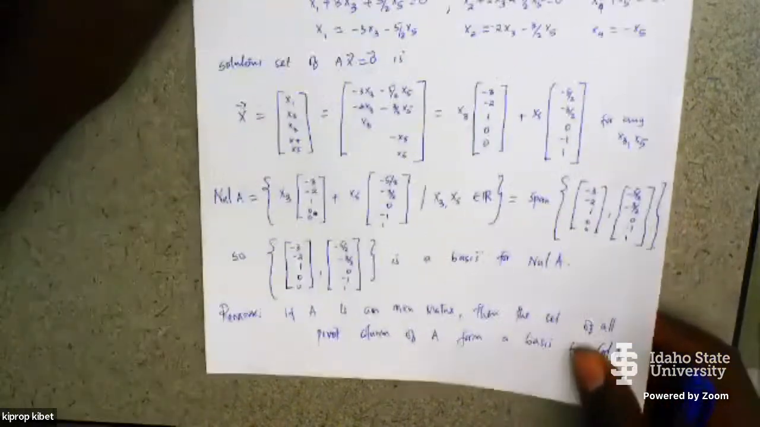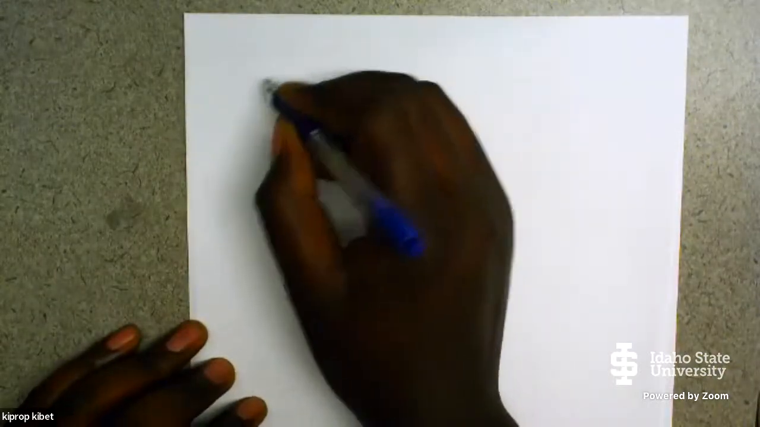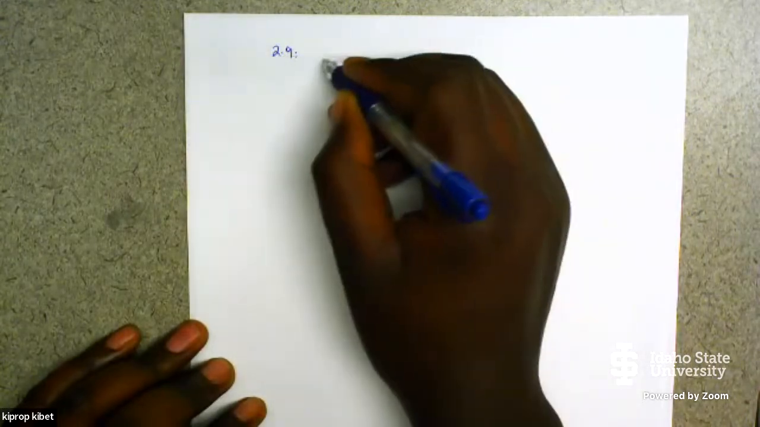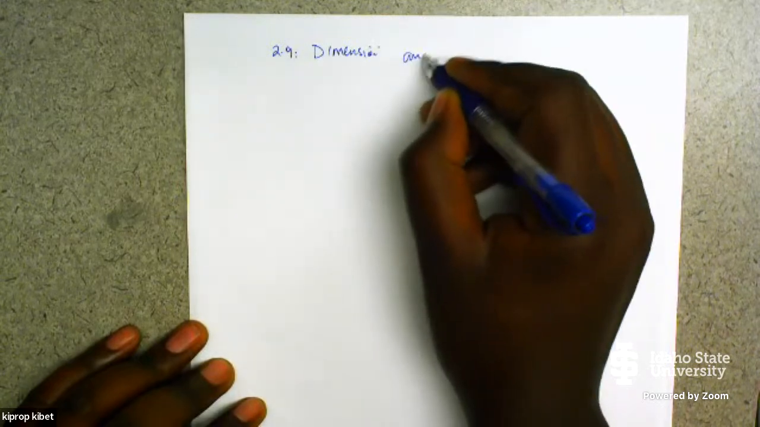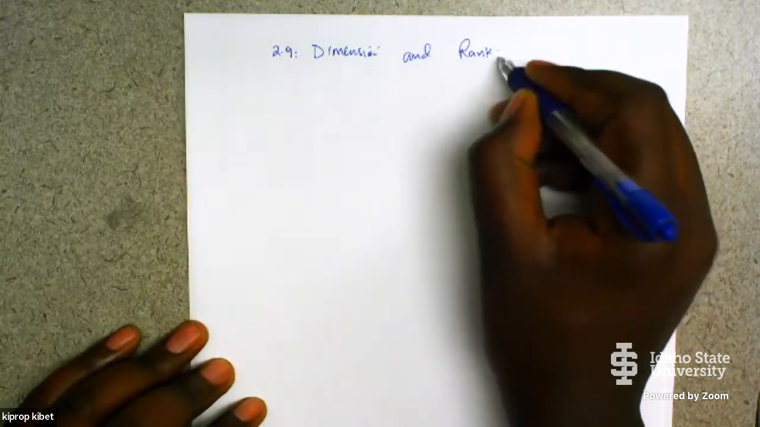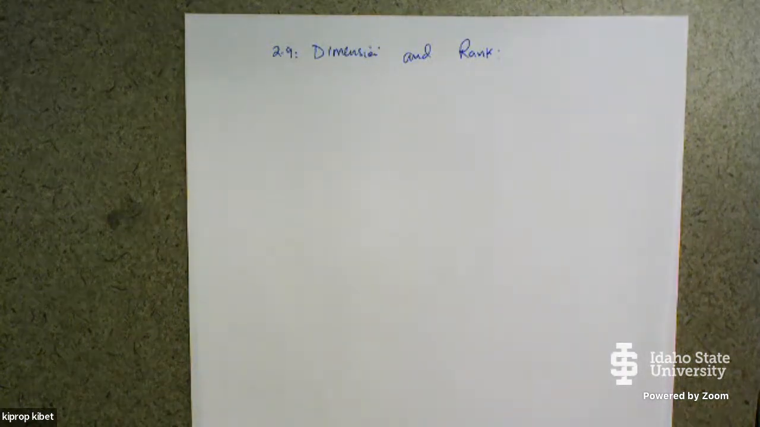Okay, that is the end of section 2.8. Now let's come to the next section. This is 2.9, and this one is dimension and rank. The dimension and rank. So this is a small section, it's not that big.